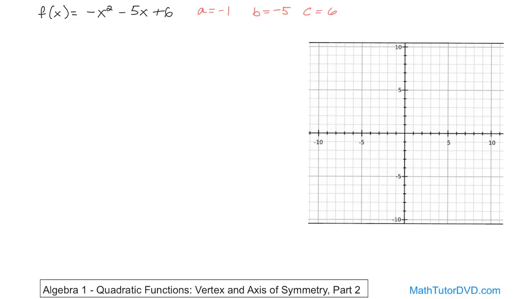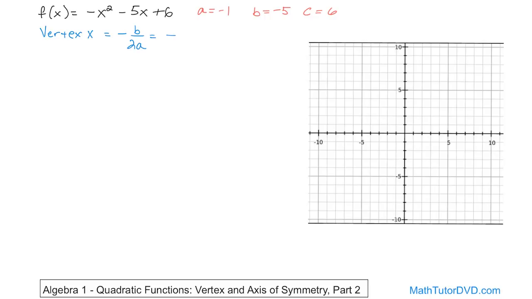First of all, let's find the vertex, which is what we always want to do when we plot these things, because the most important point on a parabola is the vertex. It's where the thing bends over and starts going the other direction. So let's find the vertex. x, the x-coordinate of the vertex, is always negative b over 2a.